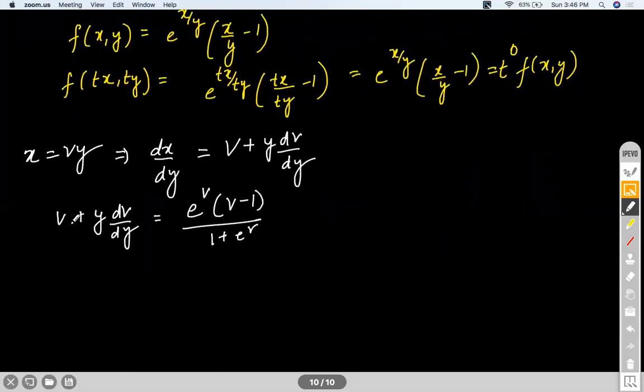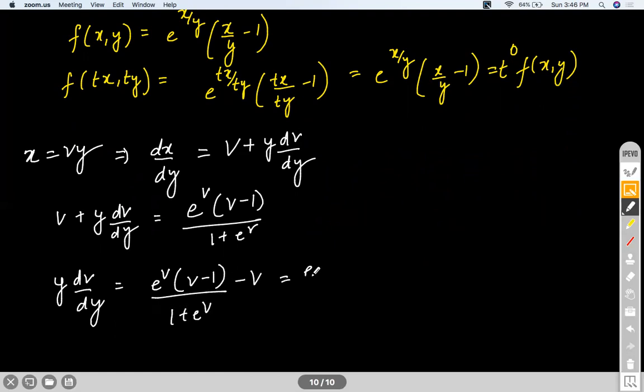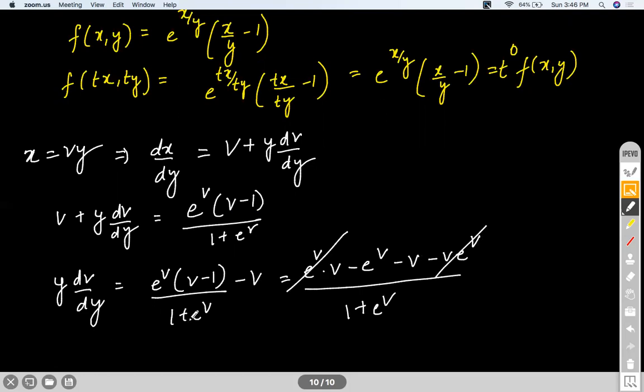All right. Let's take this v on the other side. So y dv by dy is equal to (e^v - 1)/(1 + e^v) minus v, which is nothing but (e^v·v - e^v - v - v e^v)/(1 + e^v). This term and this term will stand cancelled.